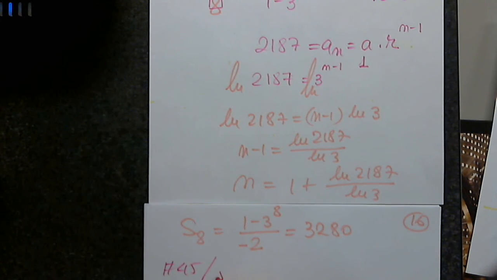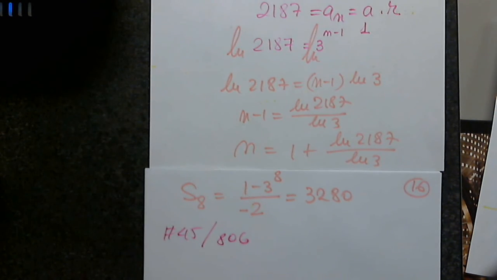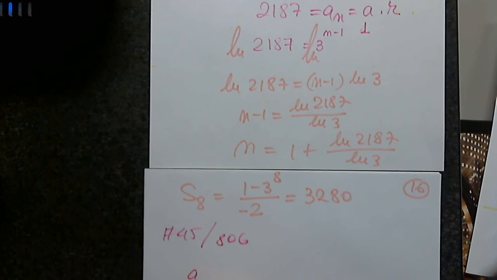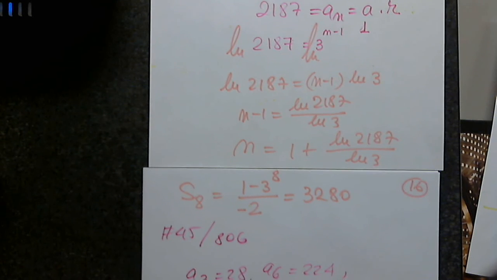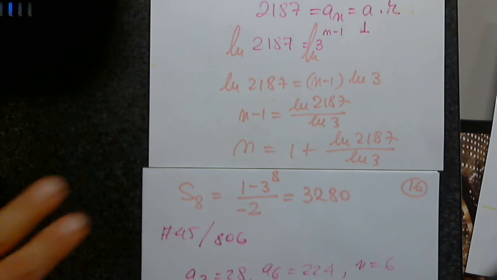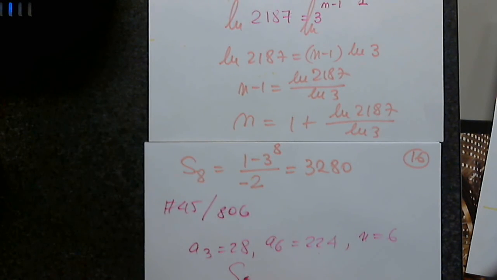Okay, so I think I said 45 on page 806. A3 is 28. A6 is 224. And n equals 6. It says find the partial sum Sn, which means S6 we are asked to find, of the geometric sequence that satisfies the given conditions.